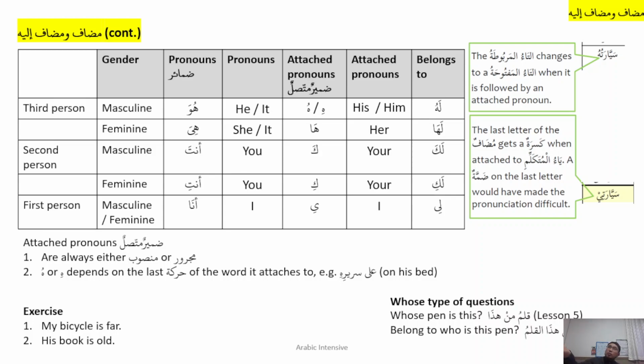And then the other one, belong to. I'll cover that when we go through the other phrase, which is the ismul ishara, mushar ilayh. So that phrase, I'll cover that later on, because we haven't learned that one yet. But for now, just remember how to ask the question of whose pen is this. So just use that one. Qalamu man hadha. Okay.